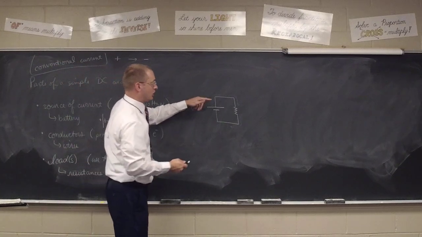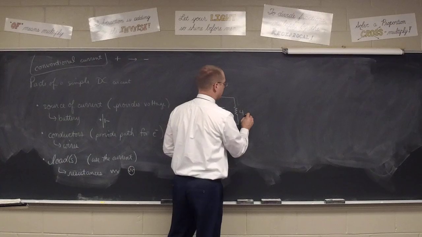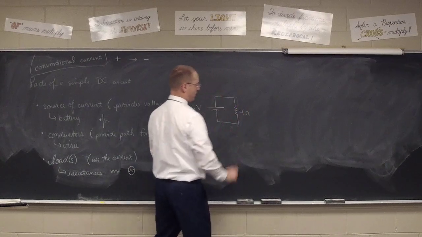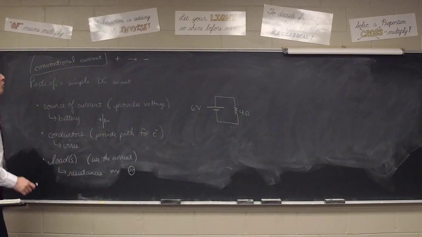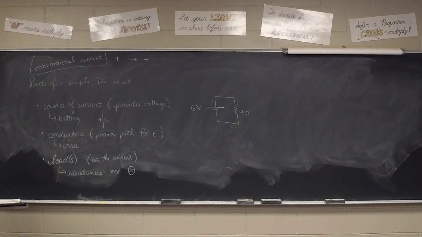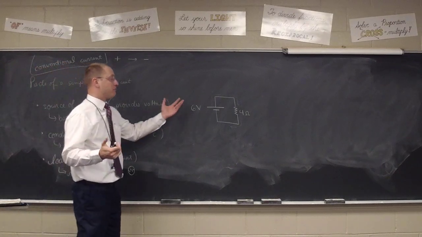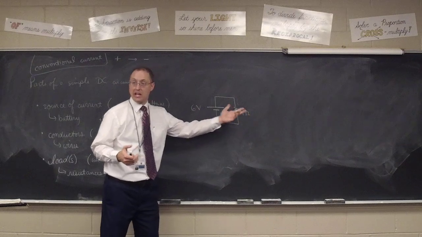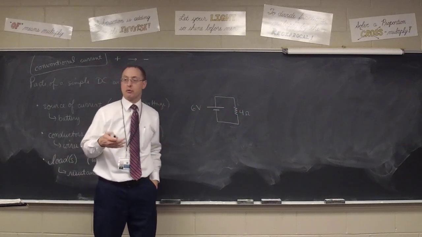All right, and they provide current. Let's suppose this particular resistance is 4 ohms of resistance. Well, we already have an equation that shows the relationship between voltage, resistance, and current. What was that equation from yesterday, class?